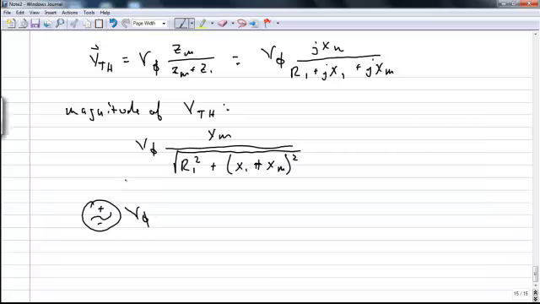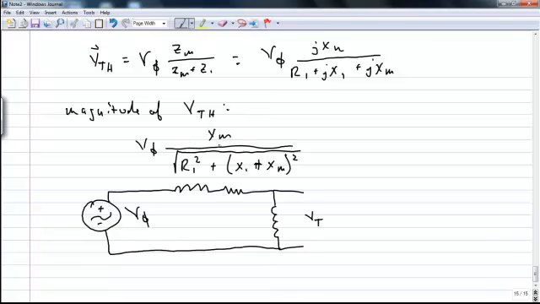We have V phi, call this Vt, and this is JX1, R1, JXM. Okay, Vt is our Thevenin voltage.